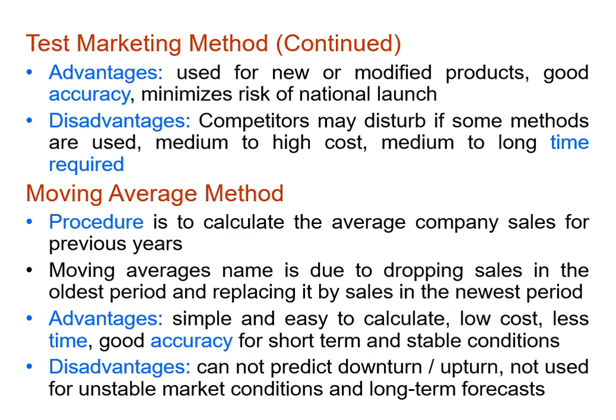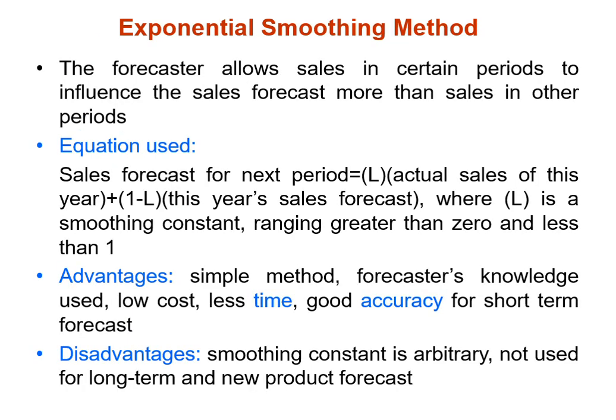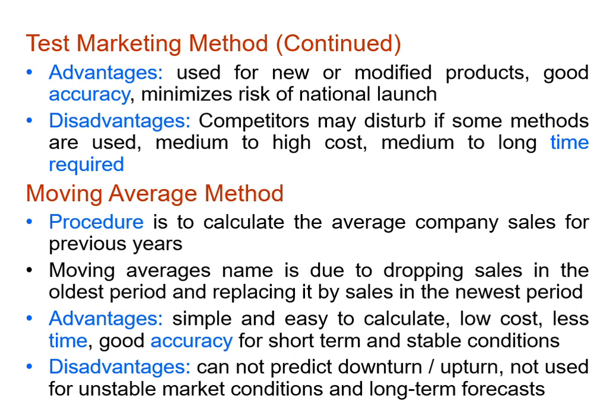The moving average method is a process to calculate the average company sales for previous years, like a 3-year or 5-year moving average. For 5 years, we drop the sales of the oldest period and add the newest period.